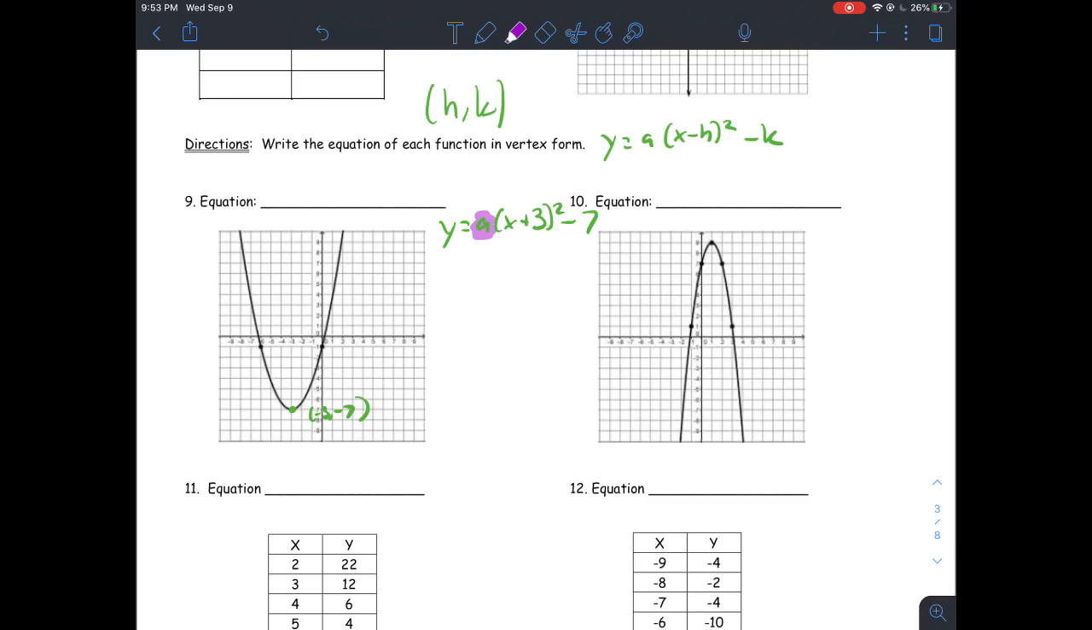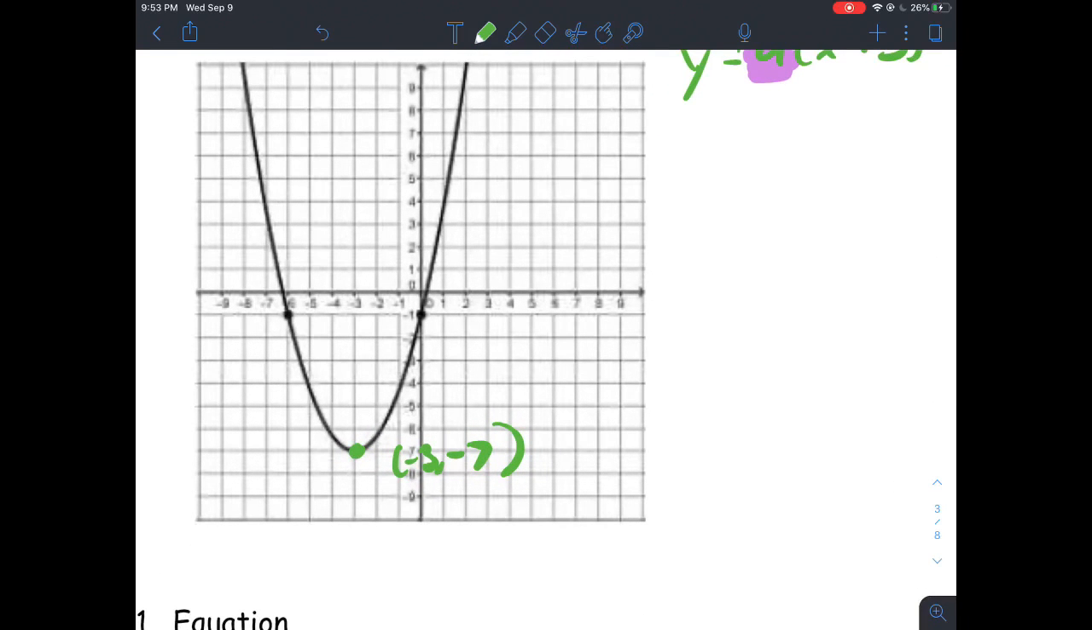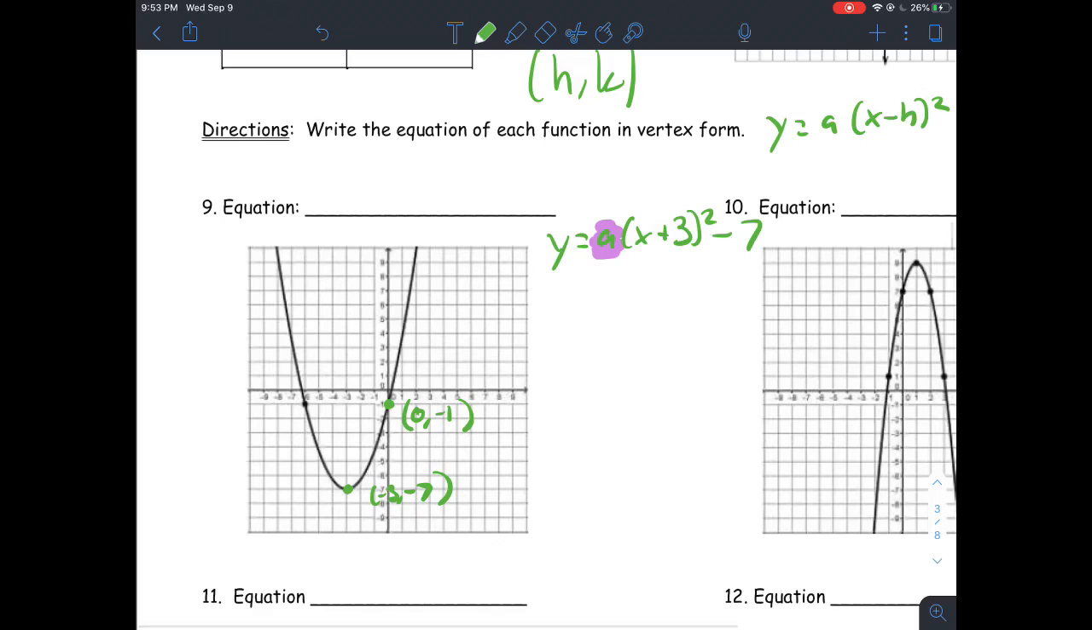Then we have to find a, and we don't know what a is. We can tell that a is definitely going to be positive, but that's about all we can tell from this. We need to calculate it. So how you're going to do that is pick another point on this parabola. I'm going to pick (0, -1). I picked that because it has a 0 in it, and quite frankly, I like working with zeros because I think they make my life a little bit easier. So we know this is an x, this is a y, so we're going to plug them in. -1 is y, equals a times, and then our x is 0 plus 3, squared, minus 7.